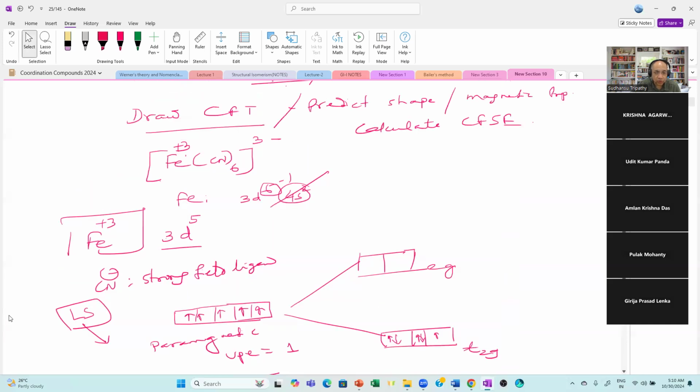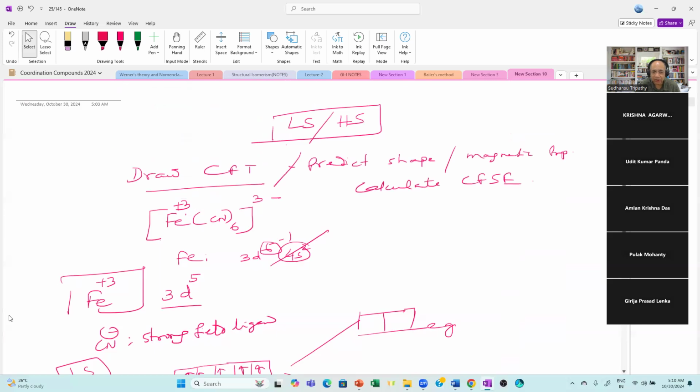So looking to the shape, it is octahedral, there is no doubt about it. Once it is 6-coordinate, it is octahedral. But the question is whether it is LS or HS. It is LS, low spin complex, because cyanide ion is a strong field ligand. Magnetic property we have done. We are left with CFSE.